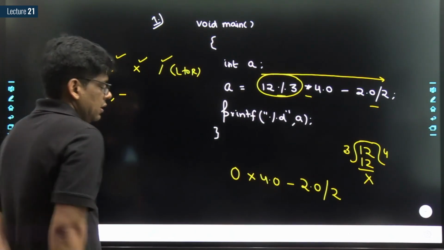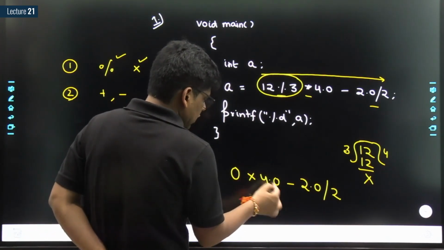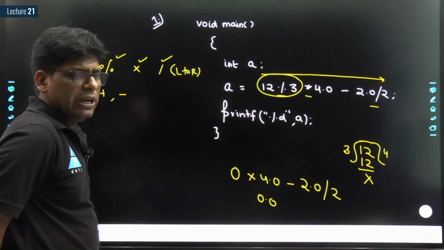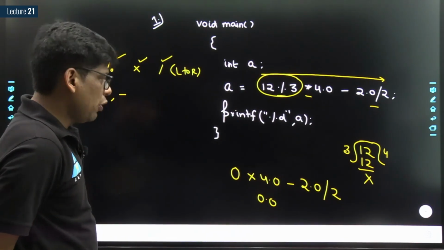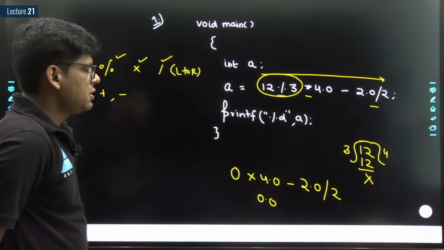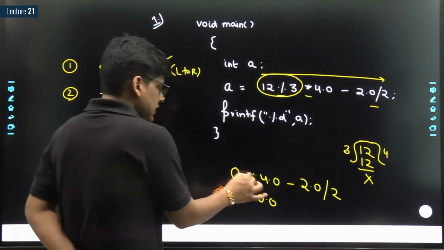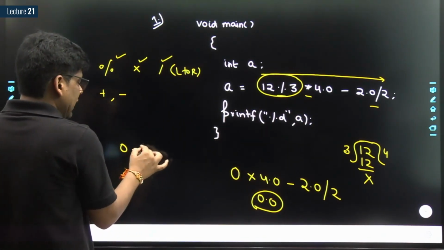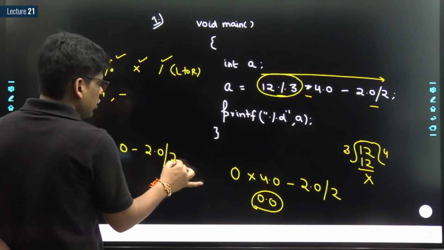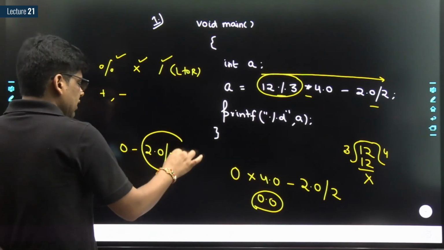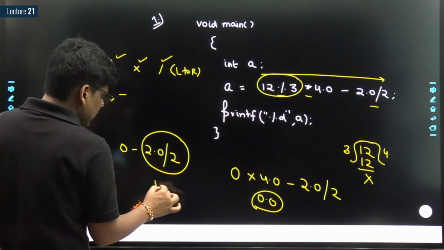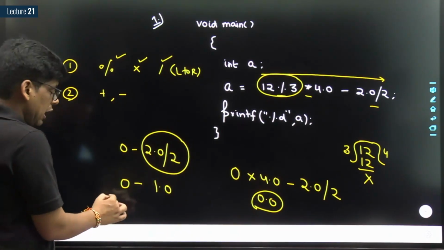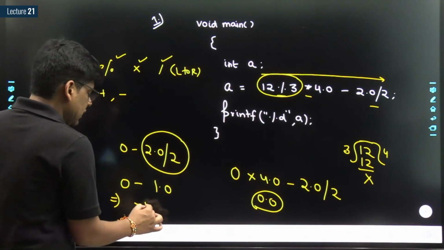Sir, 0 multiplied by 4.0 turns out to be 0.0. Why is it 0.0? Can somebody tell me why? Because this is an integer, this is a float, that's why this is a float. That means the output is 0 minus 2.0 divided by 2. Then minus and division will be performed. 2.0 divided by 2 is 1.0. Last, 0 minus 1.0, integer and a float, the output would be float, which is minus 1.0.